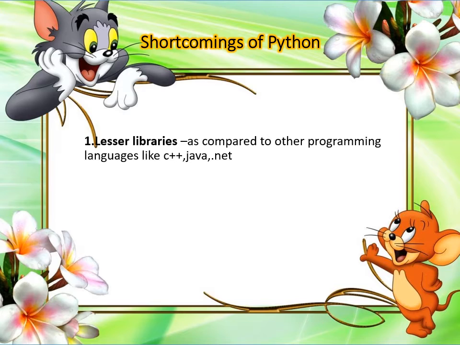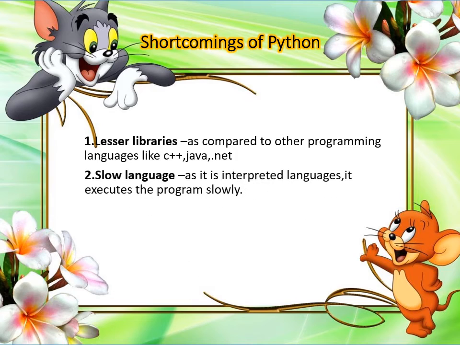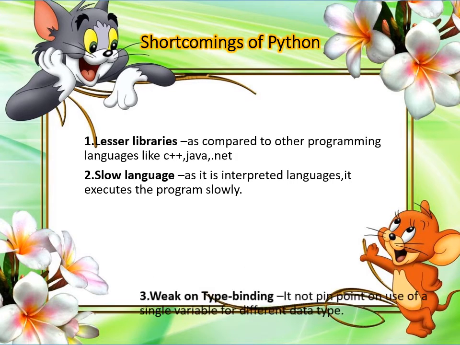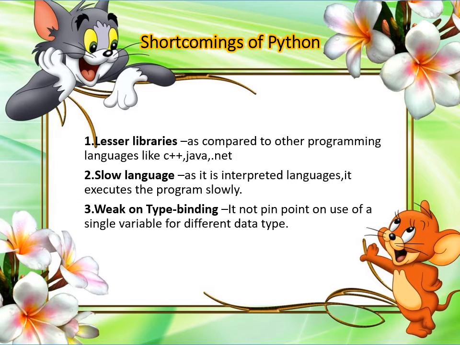And then there are a few drawbacks in Python. The first one is fewer libraries. Compared to other languages like C++ and Java, Python has far fewer libraries. And its execution is slow because it is an interpreted language. So it's a slow language.